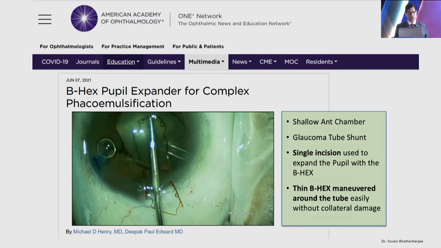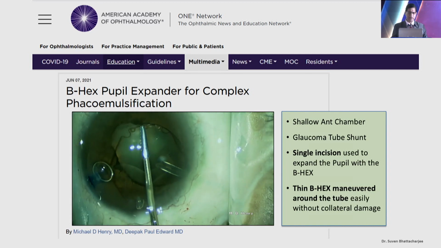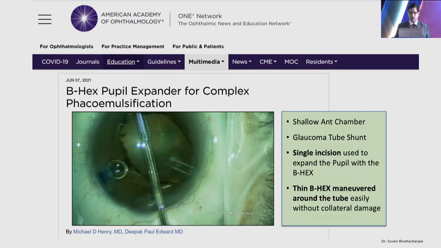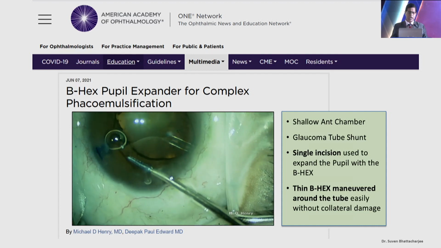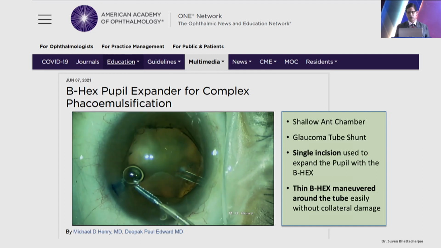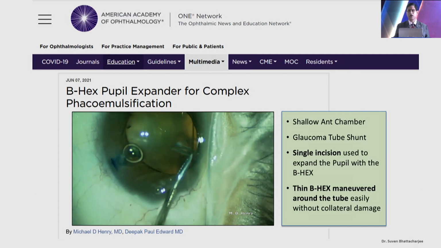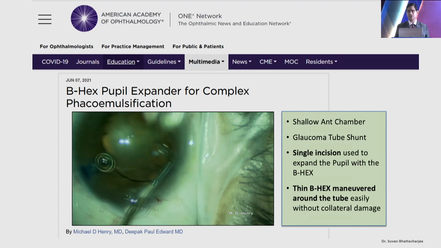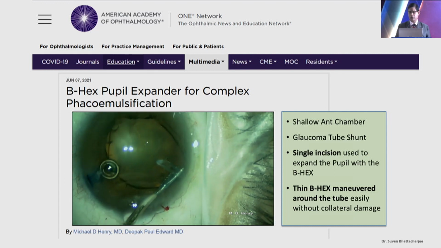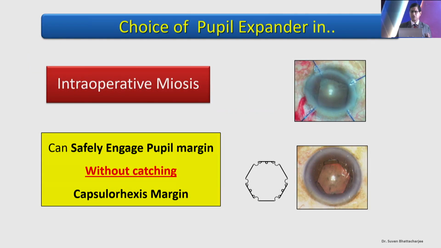And this is a wonderful video which is available at the American Academy website. This is by Dr. Michael Henry on the guidance of Dr. Deepak Paul Edward at the University of Chicago in Illinois. This is an eye with a tube shunt and a very shallow anterior chamber with neovascular glaucoma. And it was easy to use the BHEX with a single incision, tucking all the flanges. That could be very helpful in complicated cases like this. So for me, the choice of device for intraop meiosis is either iris hooks or BHEX, anything which helps me not catch the capsulorhexis margin.